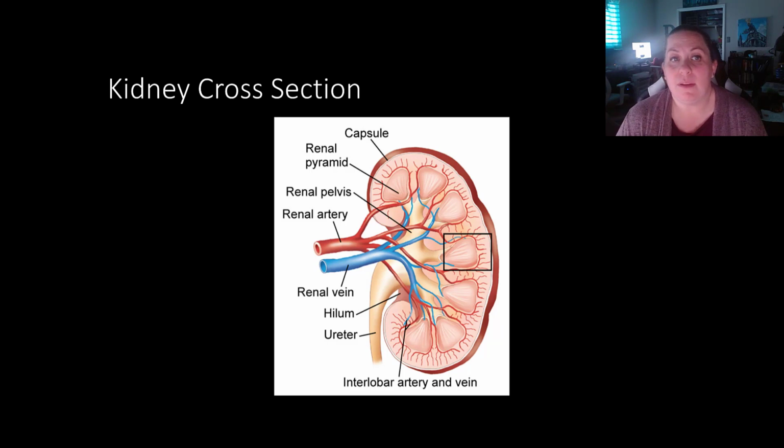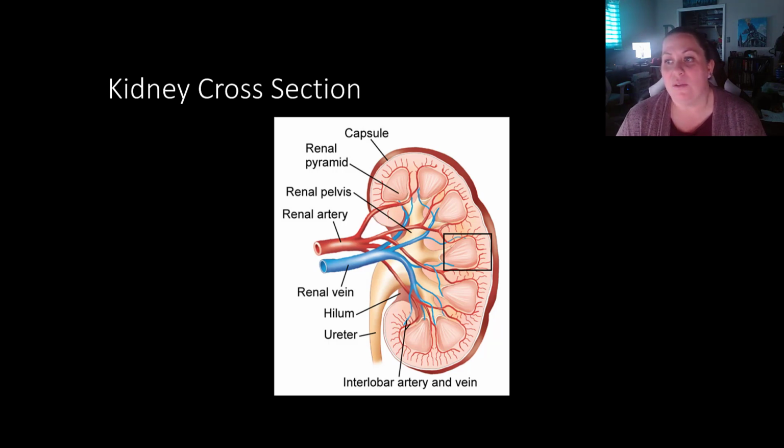The medulla is going to be where these pyramids are located. So the pyramids are the medulla. In between each pyramid is what we call a column, and that's going to be the cortex. The part right here in the middle is going to be the part that is known as the renal pelvis. In this pelvis region, you see the blood vessels coming in with the artery. You see the renal vein is leaving, and then also in this area you see the ureters. That indent of the kidney is called the hilum.